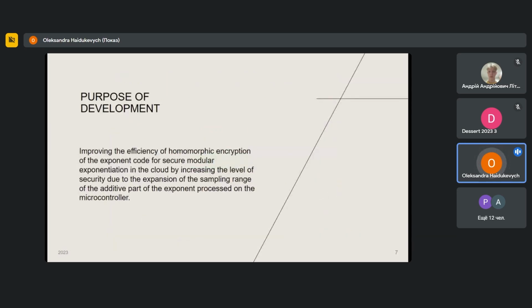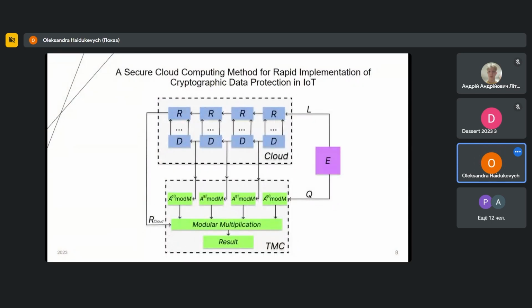The objective of this development is to enhance the efficiency of homomorphic encryption of the exponent code for secure modular exponentiation in the cloud by increasing security levels through broadening the range of values available for the part of the exponent processed on the microcontroller. To accomplish this objective, a secure cloud computing method for rapid implementation of cryptographic data protection in IoT is proposed. This method centers on computing the modular exponent from lower digits.